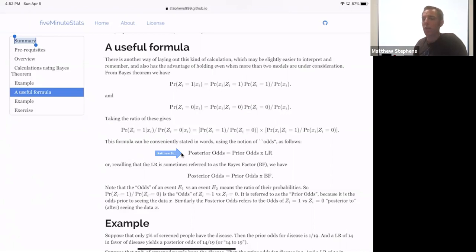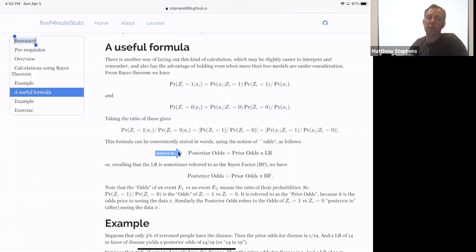And this verbal expression can be useful to keep in mind and help you do some calculations in your head and get you the intuition for what's going on. So let me just take you through what these terms mean. Odds is used in statistics to refer to the ratio of two probabilities. So that's all that it means.